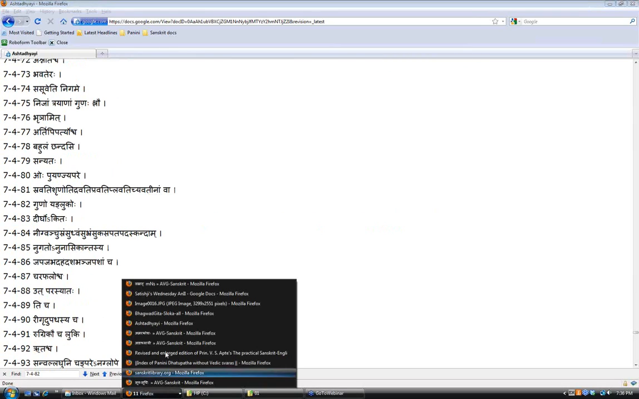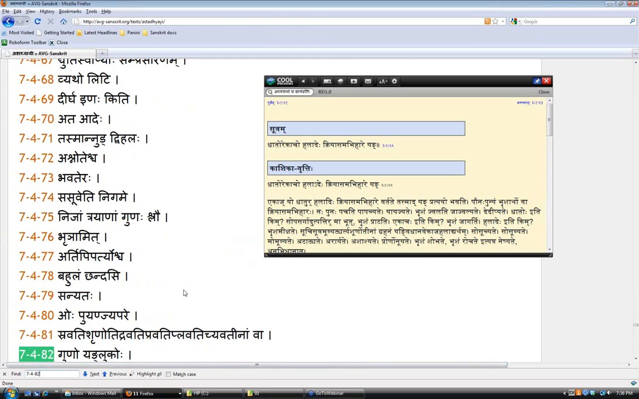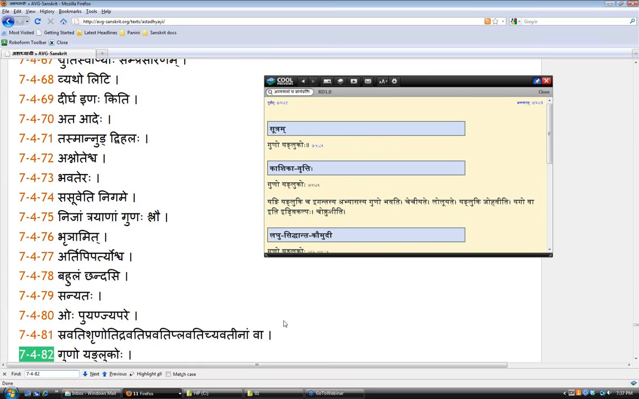Let's do the vritti of that. Always check the vritti and see what it says. Guno Yang Luko. It says: yangi yang luki cha, igantasya abhyasasya guno bhavati. Chechiyate. In fact, if you want, we can quickly do the single form chechiyate, which Kashika has given.